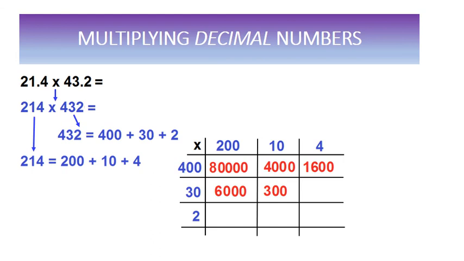And then the final box says 4 times 30, so I'm going to do 4 times 3, which is 12, make that 10 times bigger, because 30 is 10 times bigger than the 3. And now I'm going to do the final row.